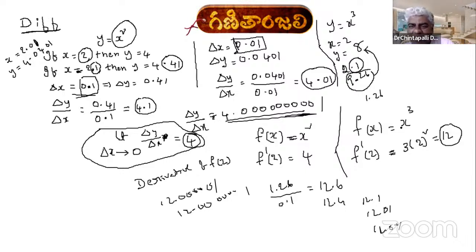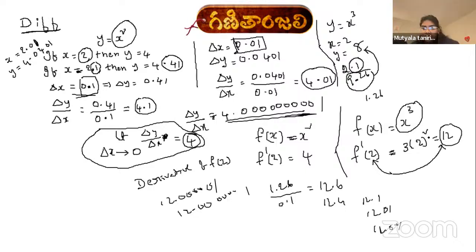So the derivative of x cube at x equal to 2 is 12, because we are getting these values 12.6, 12.4, 12.1, 12.0001, and so on like this. So the derivative of x cube at x equal to 2 is 12.